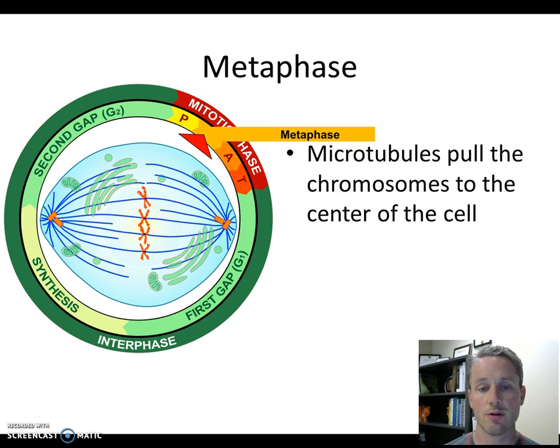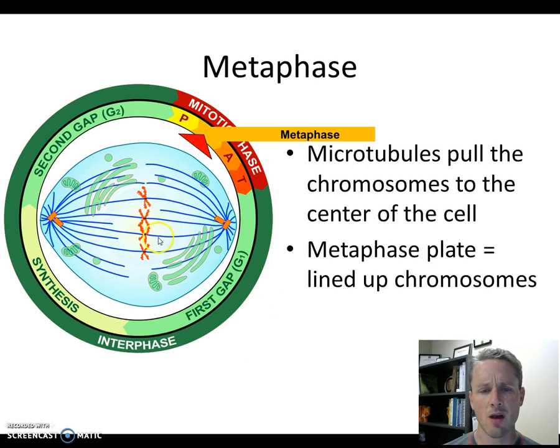I think of this step sort of like a tug of war. So during this tug of war, both microtubules are pulling. The chromosome gets pulled right to the middle of the cell. And that happens for all of the chromosomes. And that's metaphase. We also describe this lineup of chromosomes as the metaphase plate. So if you see metaphase plate, that just means the chromosomes lined up during metaphase.